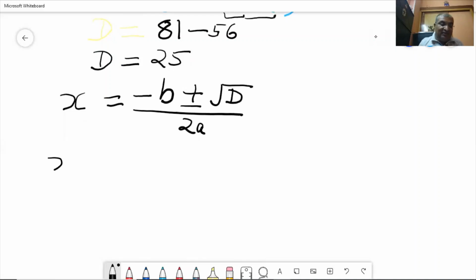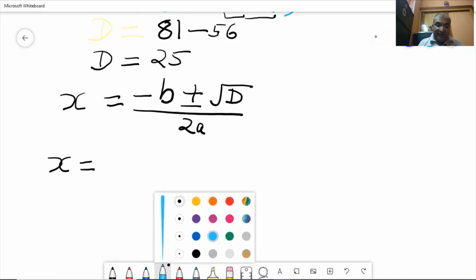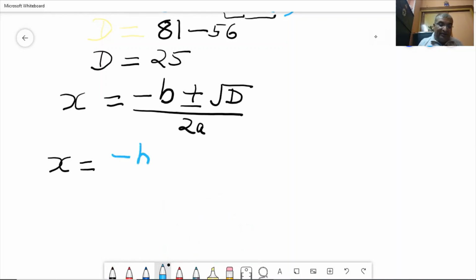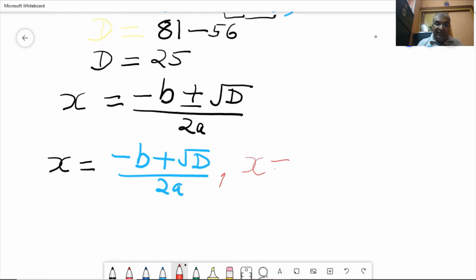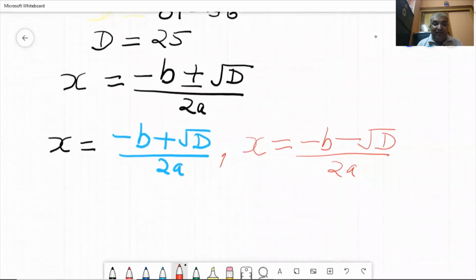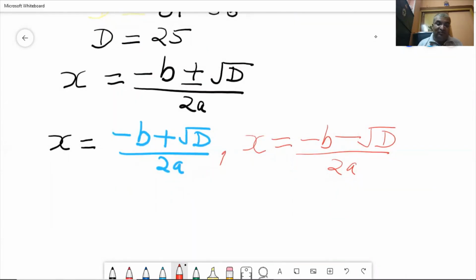The second way we can write is that we can write x is equal to, in the first case, minus b plus root d divided by 2a. The second formula is x is equal to minus b minus root d divided by 2a. So as you have observed, there are two formulas because there are two roots, so two formulas are there.